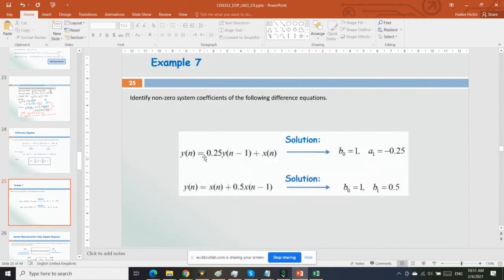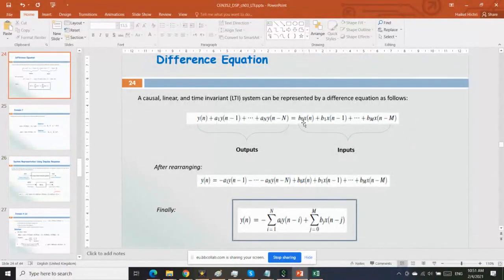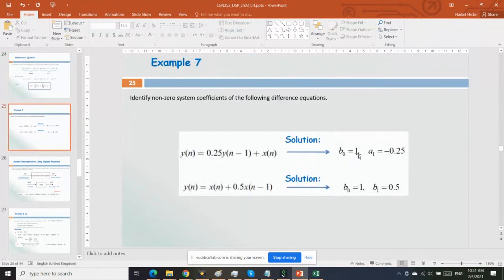So if you look at this difference equation, this is the input and this is not shifted, so this is b0. So the non-shifted input is multiplied by b0, and these a's start from 1. So this is a small difference, notice it please: the a's start from 1, and the b's start with b0 and then go up to bM. So here b0 equals 1 coefficient, and this is the coefficient a1, since a starts from 1. So a1 is minus 0.25. Why?